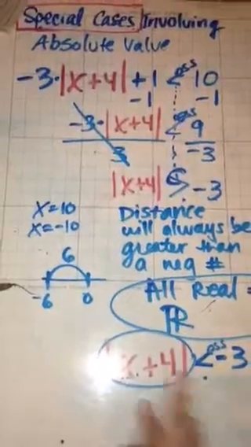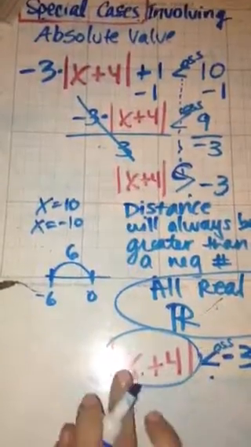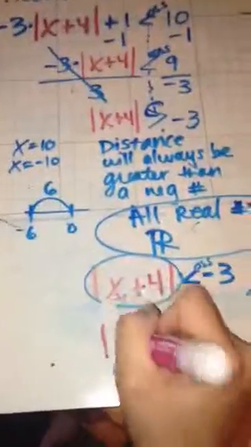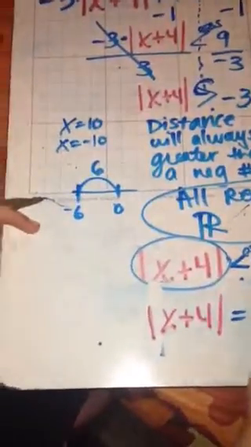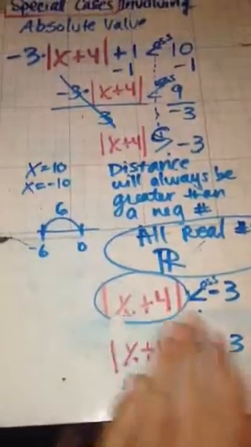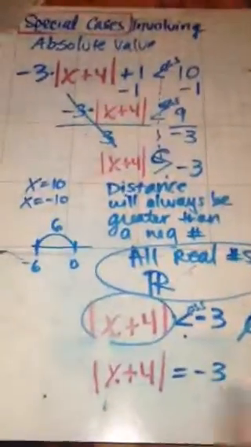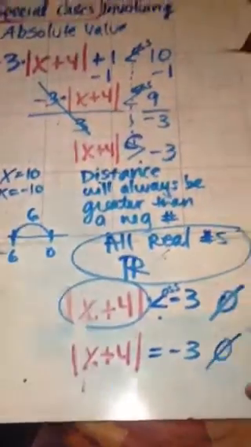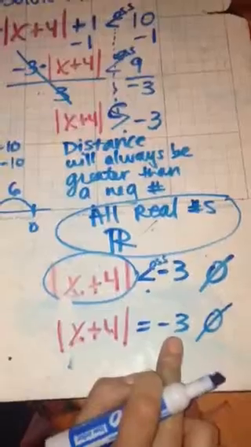In the last video, we also had an absolute value equation, so this one right here would be no solution. The absolute value of x plus 4 is equal to negative 3. This is saying the distance is equal to negative 3. That's also no solution. Your distance will never be equal to a negative number.